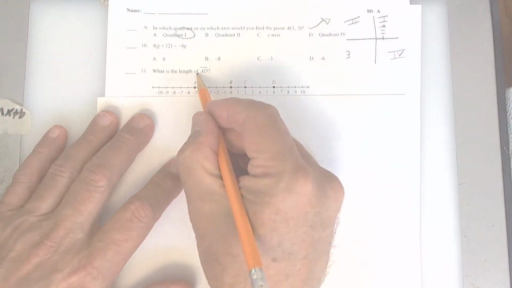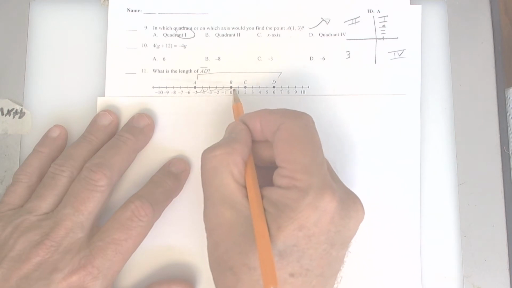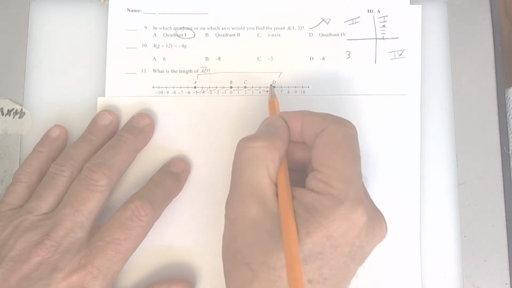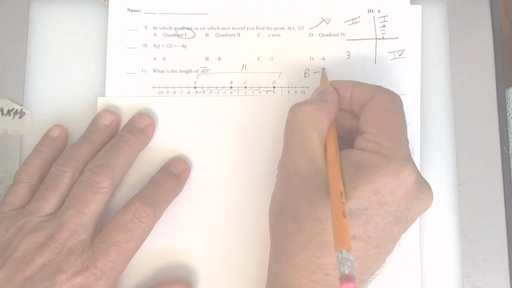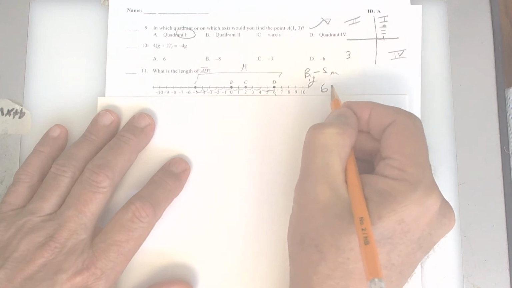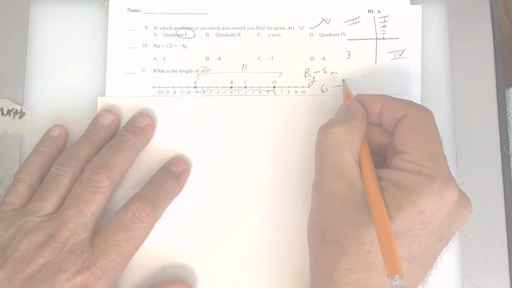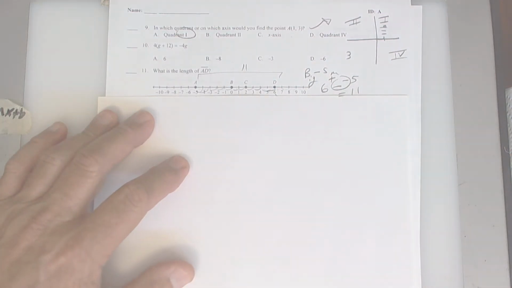Number 11 says find the distance from A to D. You could just count 2, 3, 4, 5, 6, 7, 8, 9, 10, 11. Or you could take the big number minus the small number. Big number is 6, so 6 minus, and the small number is a -5. That becomes a plus, which gives you 11, which is what I have.